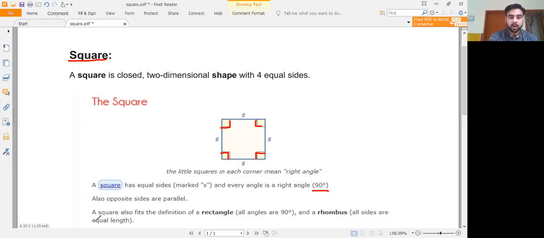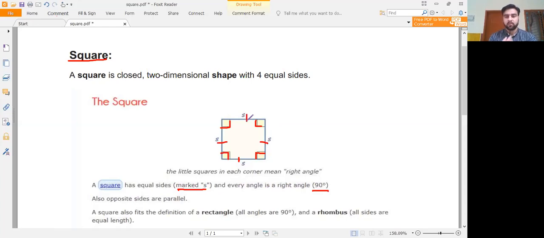Okay, a square has equal sides marked S. All sides of a square are equal in length, let's name them S, and every angle is a right angle, and each angle in its corner is a right angle. Also, opposite sides are parallel. Opposite sides of a square are always parallel.